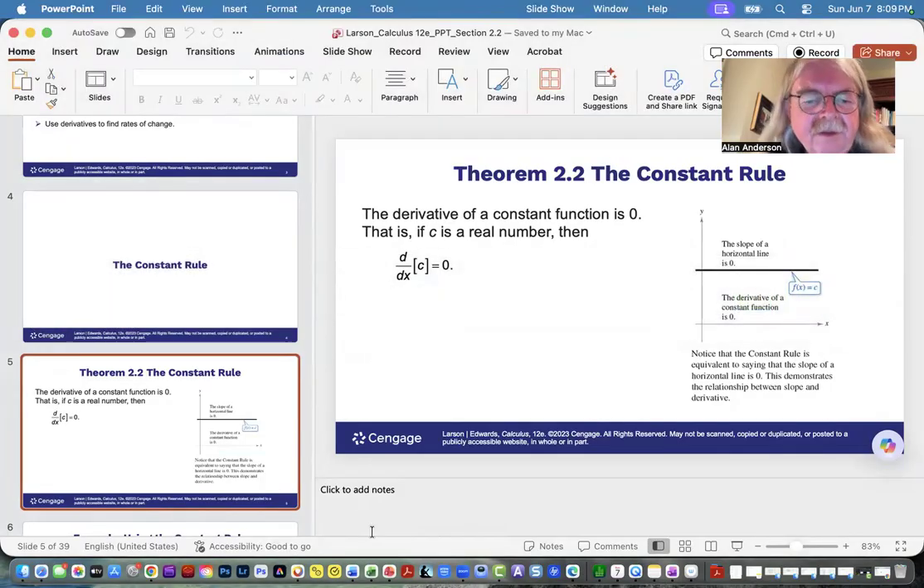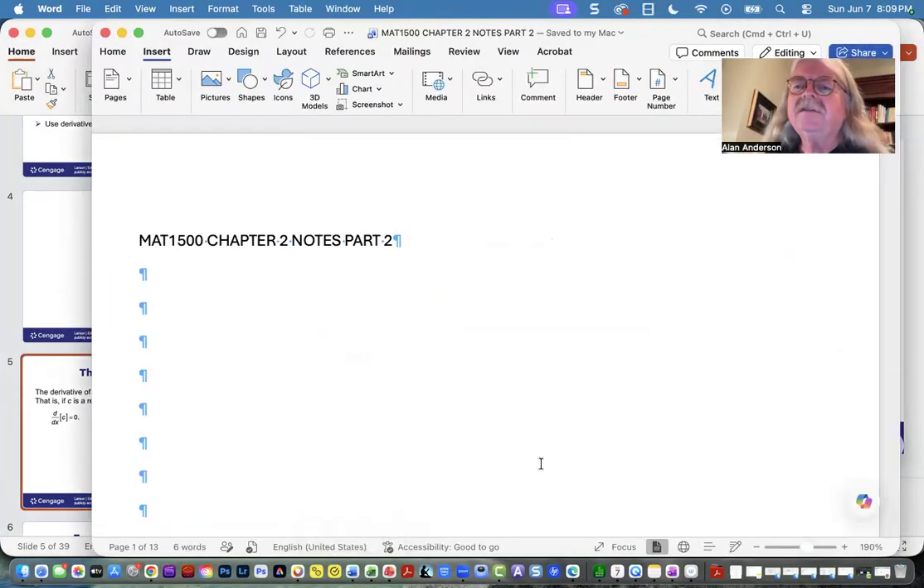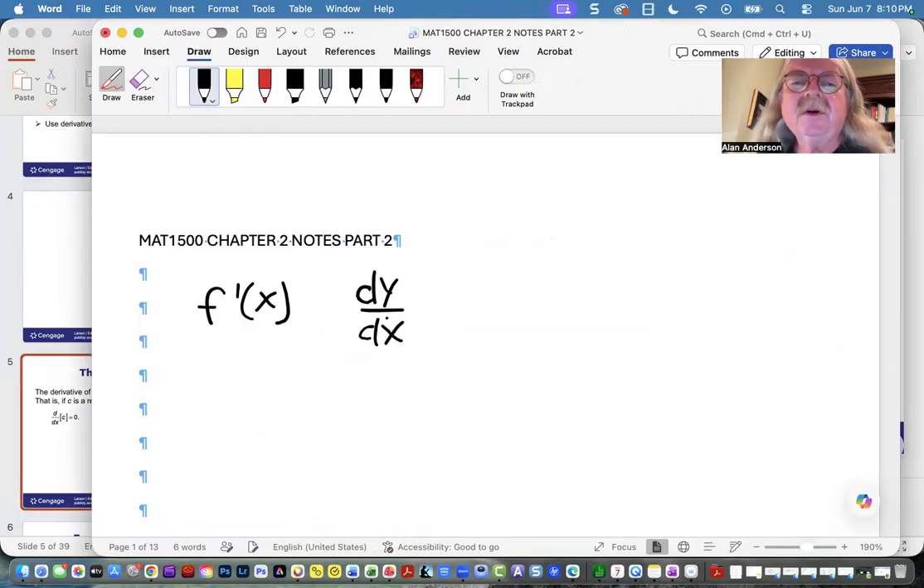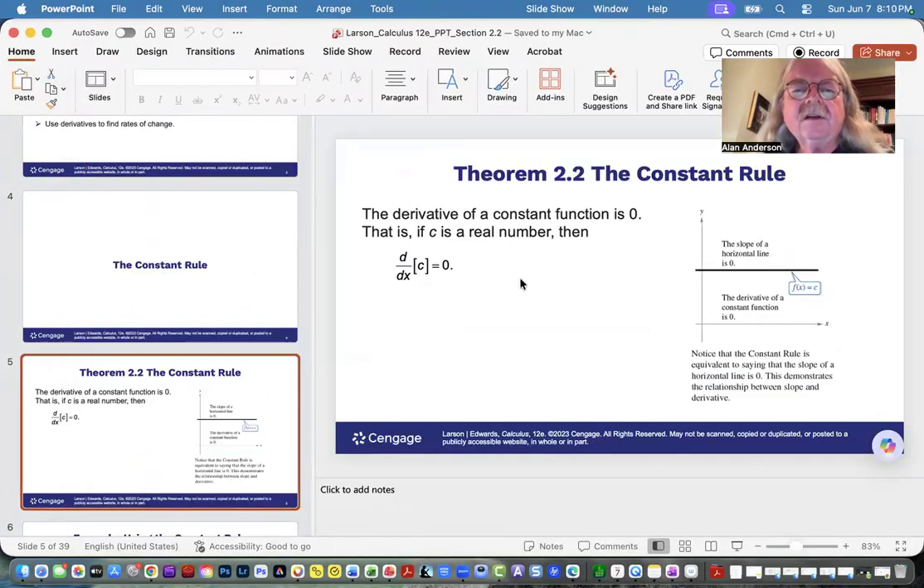So now keep in mind with the notation, there are many different ways of expressing a derivative. The ones we're going to see most often are f prime of x and dy dx. There are others, but these are the ones we'll see most of the time. Now, sometimes it's more convenient to use f prime of x. Sometimes it's easier to simply use dy dx. It depends on what the application is. So here they're going to use the dy dx notation.